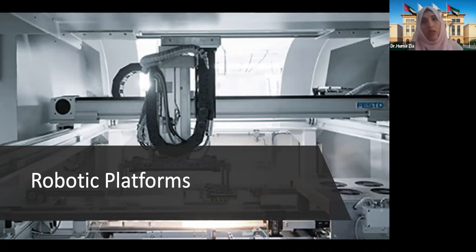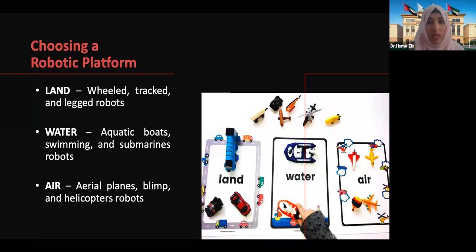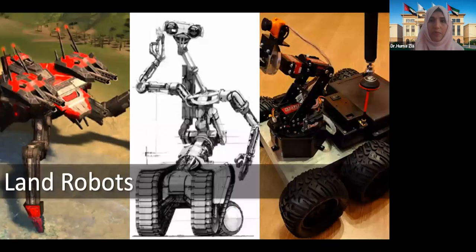Now, first thing, the robotic platforms. What kind of platforms are there? As I said, they could be land, water, and air robots. Land robots are of three types: wheeled, tracked, and legged. Water robots could be aquatic boats, swimming robots, and submarine type robots. And for air, it could be aerial planes, blimps, and helicopter robots. Now, these are the three types of land robots. As you can see, these are the legged ones. There are tracked, and then there are tired ones.